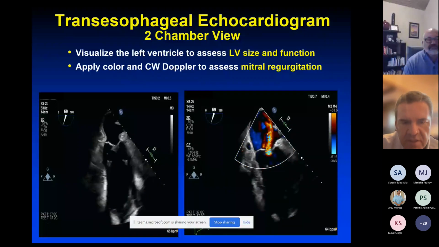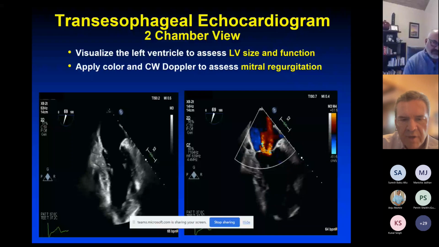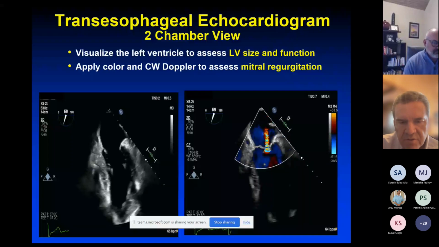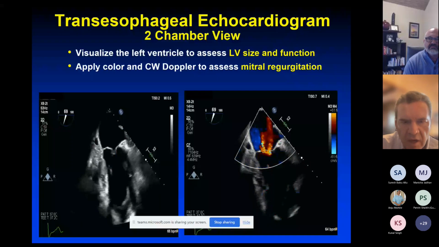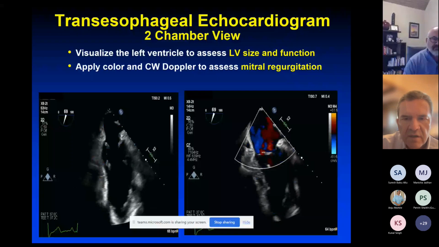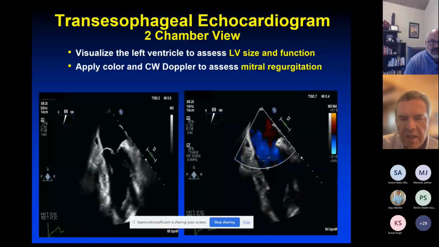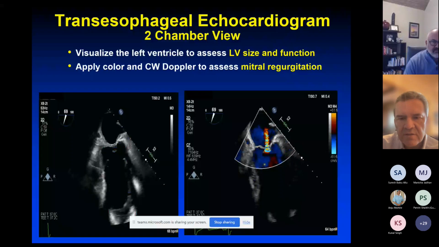And then by increasing the multiplane angle to 60 degrees and obtaining a transesophageal two-chamber view, by making sure that the left ventricle is maximized in length and not foreshortened, it will give us good images to again assess left ventricular size and function. And also please zoom in and image the mitral valve both with and without color to look for mitral regurgitation.